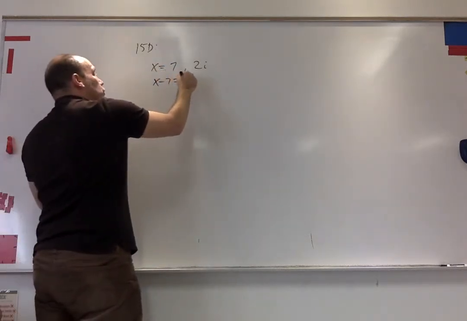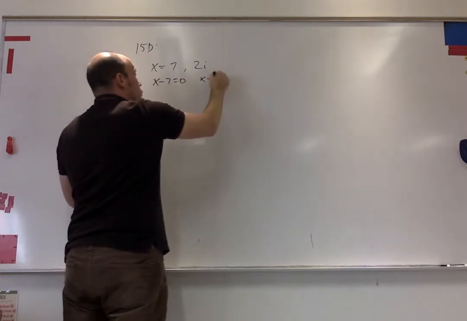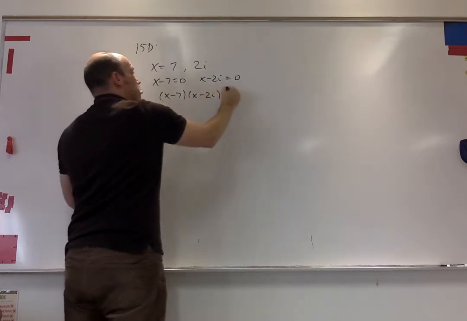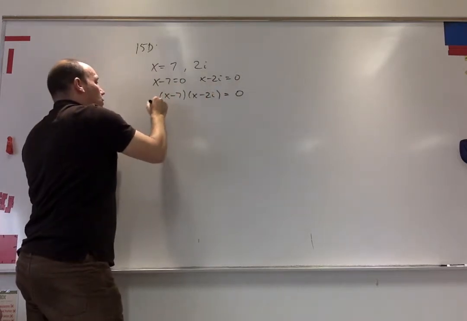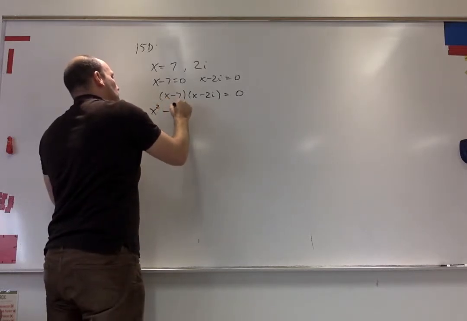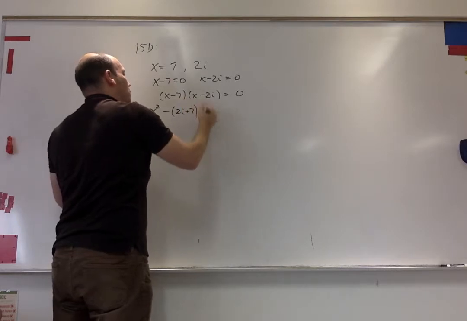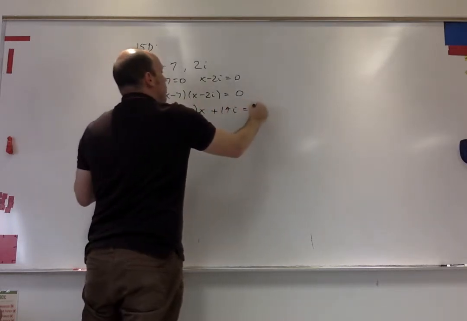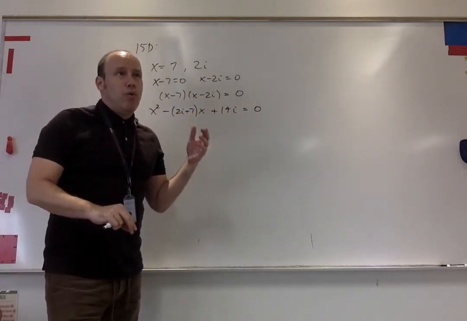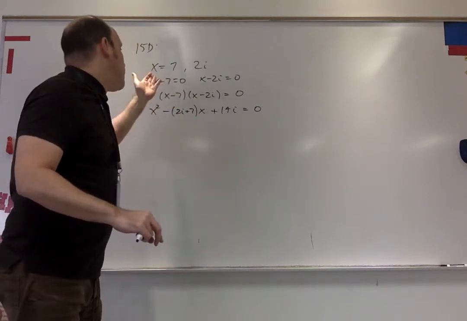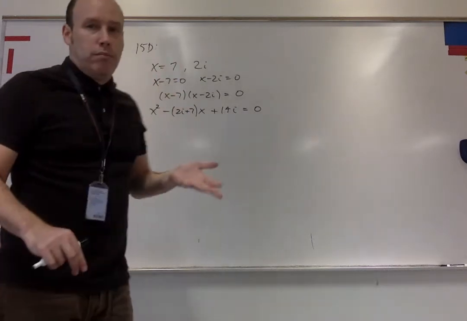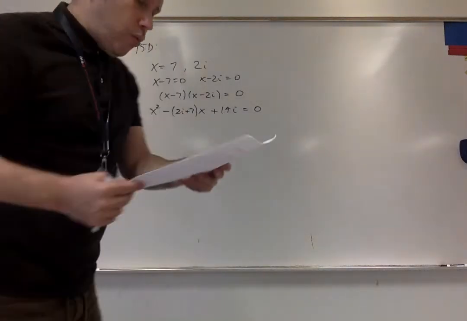So you work backwards. You say x minus 7 equals 0, and x minus 2i equals 0. You multiply them together, and you do FOIL, and you get x squared minus 2i x, minus 7x, plus 14i equals 0. And so this is a polynomial whose roots are 7 and 2i. Those are the roots of that polynomial. And so we need to just define something.